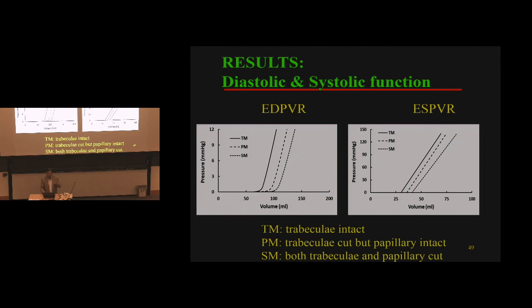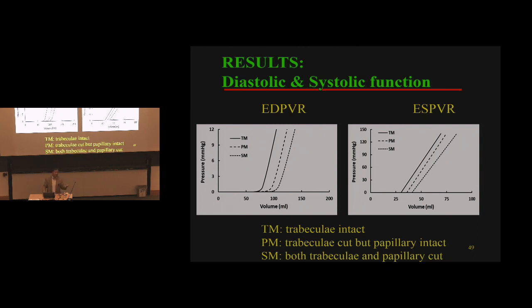So that's actually showing if you cut it, right, you can see here it's changing the function, improving the compliance, right, and without significantly affecting the systolic function. The systolic function is more the slope. The slope does not change much there. So that's what the model simulation kind of tells us.